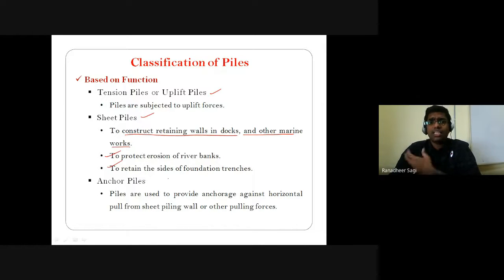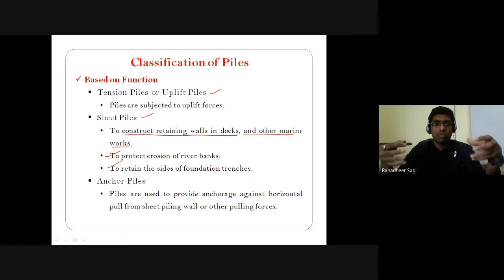To retain the sides of foundation trenches, whenever you are making open pit excavations, to prevent the failure of the soil in the process of excavation, you can drive these sheets into the ground, which are basically called sheet piles, which prevent the relative displacement happening in the soil adjacent to where you are taking up your open pit excavation.